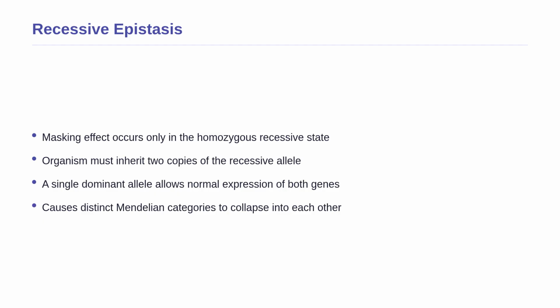With our baseline established, let us introduce our first type of interaction, known as recessive epistasis. In this scenario, a gene only exerts its masking effect when it is in the homozygous recessive state. This means the organism must inherit two copies of the recessive allele for the masking to occur. If it has even one dominant allele for that epistatic gene, the masking does not happen, and the second gene is allowed to express itself normally. When this homozygous recessive condition is met, the standard Mendelian ratio shifts dramatically.